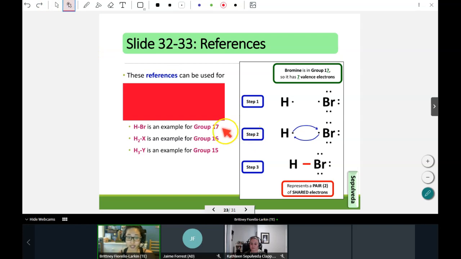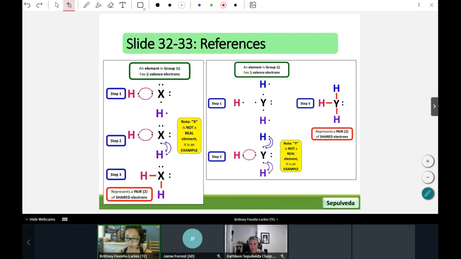So these references can be used for chapter 3. If you have a group 17, you'll use the bromine example. If you have an element in group 16, you'll use the X example. And in group 15, use the Y example. So group 17 bonds with 1 hydrogen, group 16 bonds with 2, and group 15 bonds with 3. We already did the examples together. You should be able to apply that to your own project today or on a project work day, okay?